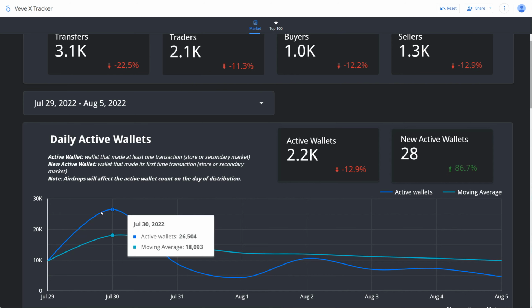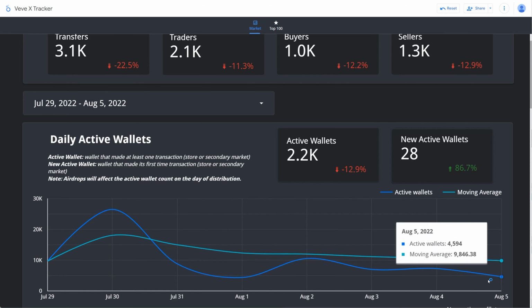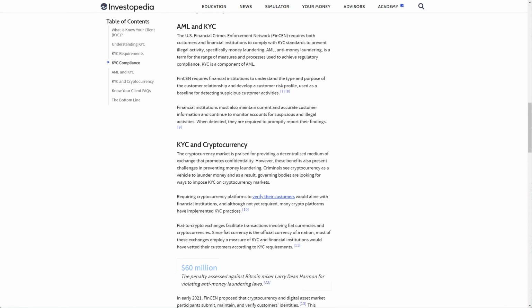So if you look right here at the high, the active wallets on July 30th was 26,000, and it's dropped down to 4.5 thousand. So there was a dramatic drop-off due to KYC, and KYC is not a VeVe problem. It's a barrier to entry for many applications.